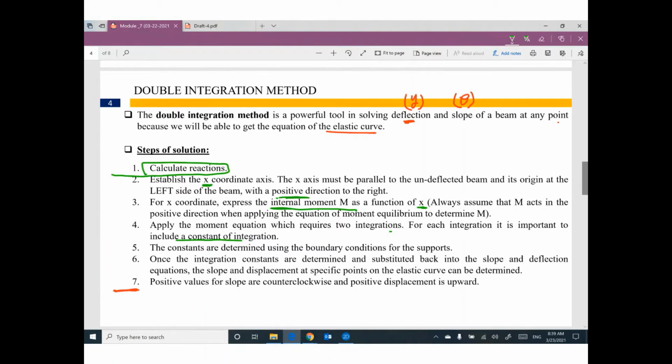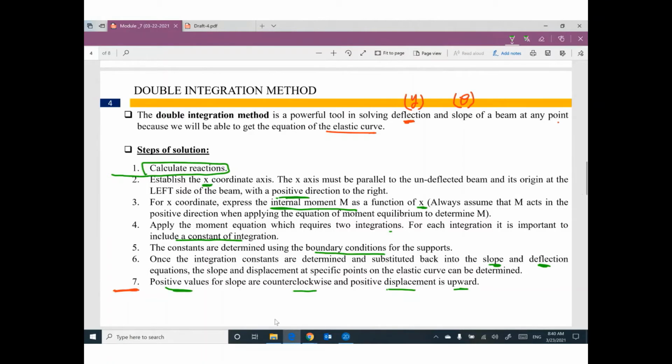This constant will be determined according to something called boundary condition. Once you set up your equation, I can determine what is the slope, what is the deflection at any point. Keep in your mind the positive value for slope means counterclockwise, the positive displacement means upward. Looks like we didn't understand anything.